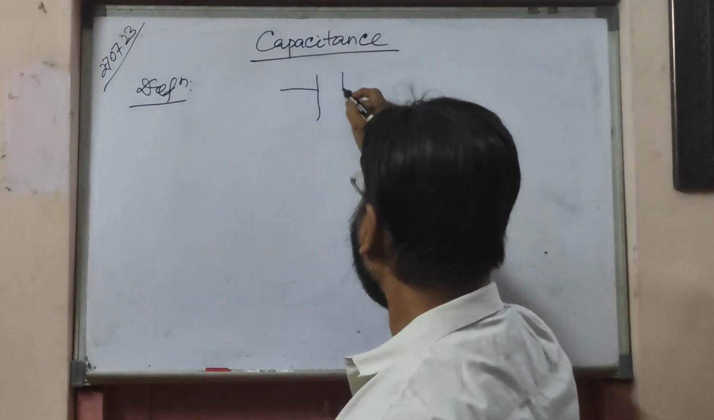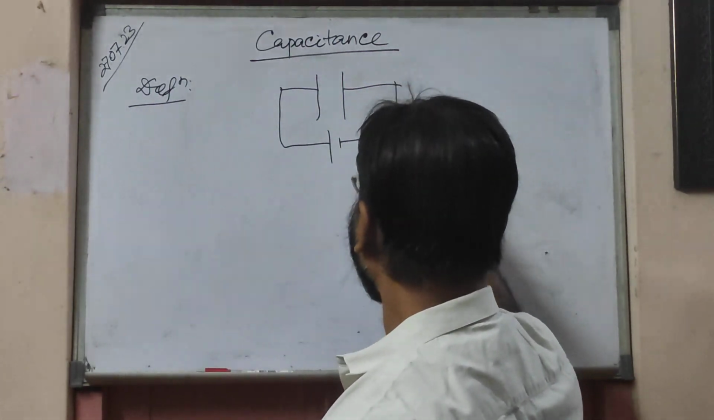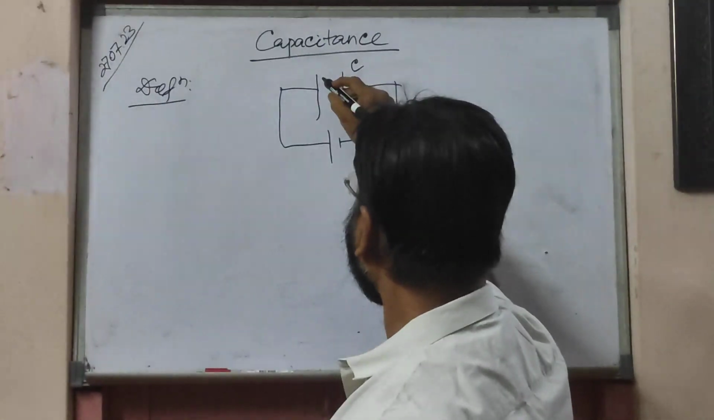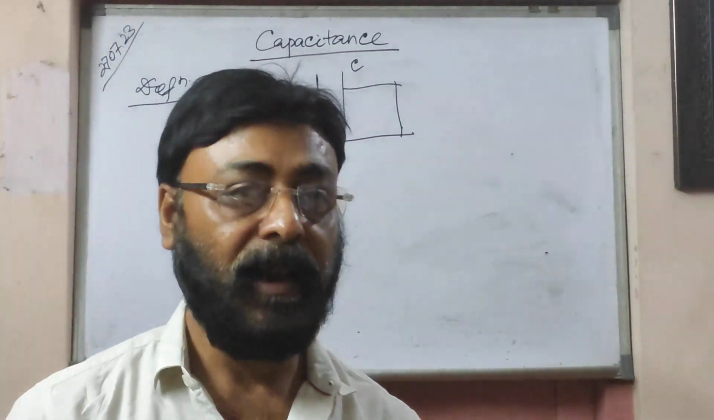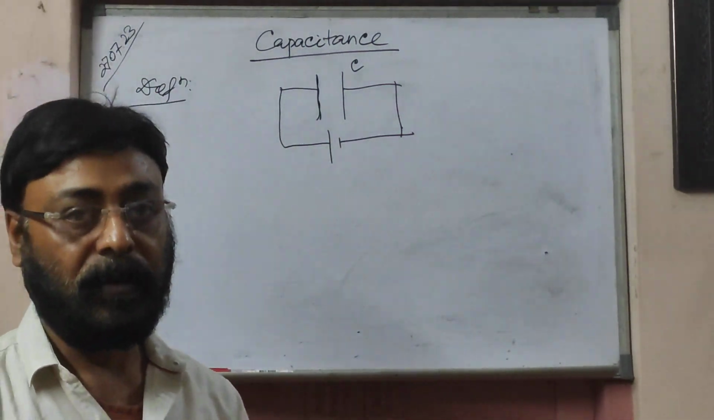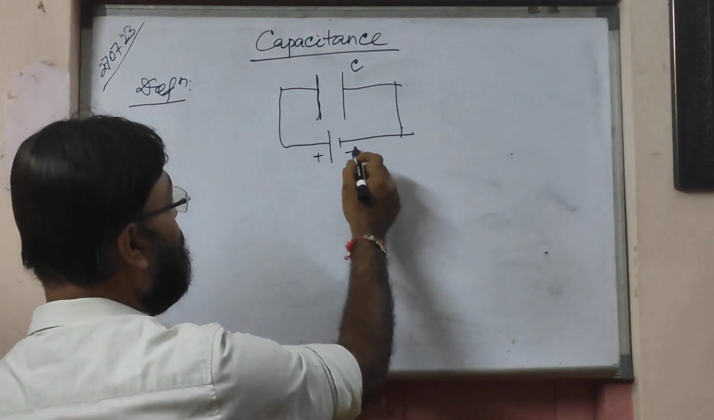Now this one is a capacitor. Two conducting media separated by a dielectric form a capacitor. So how does it work exactly? Suppose it is given a DC supply.